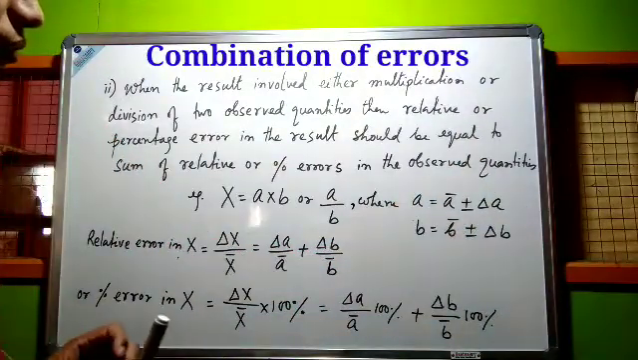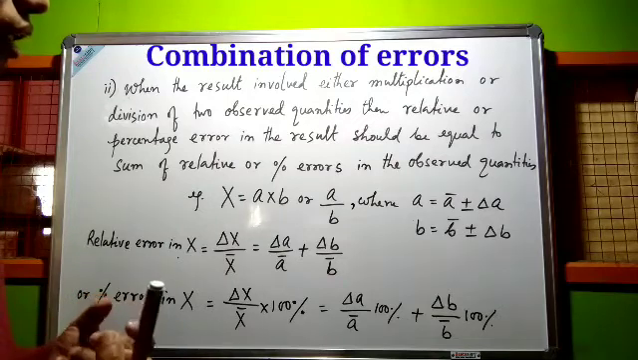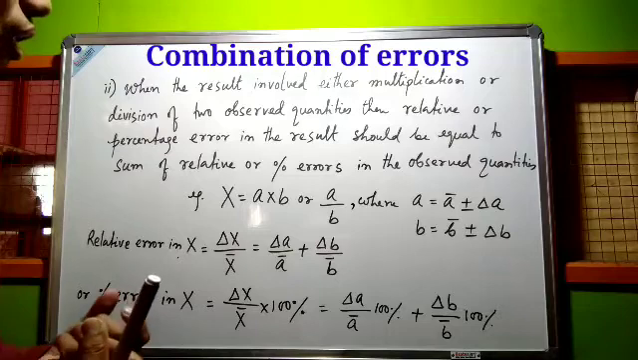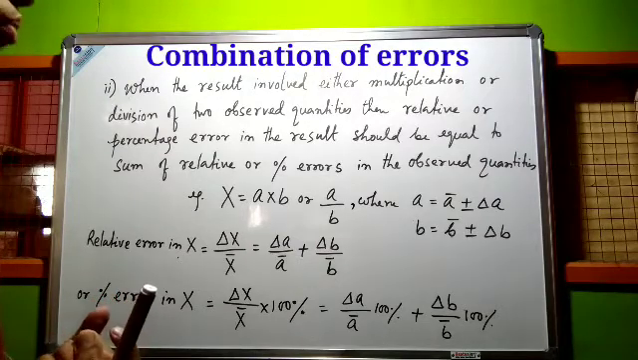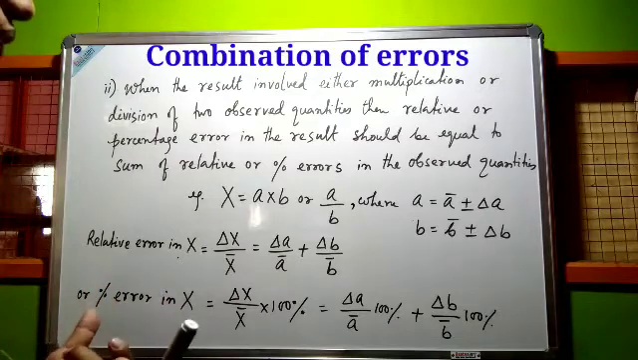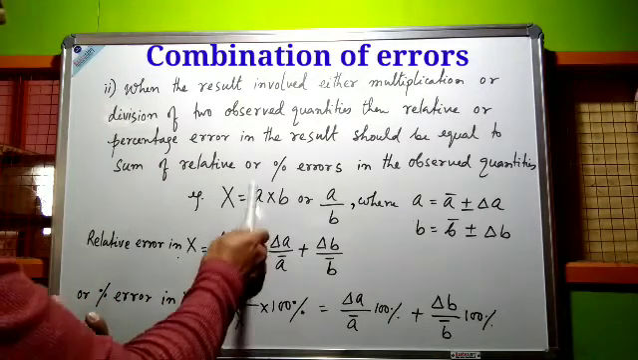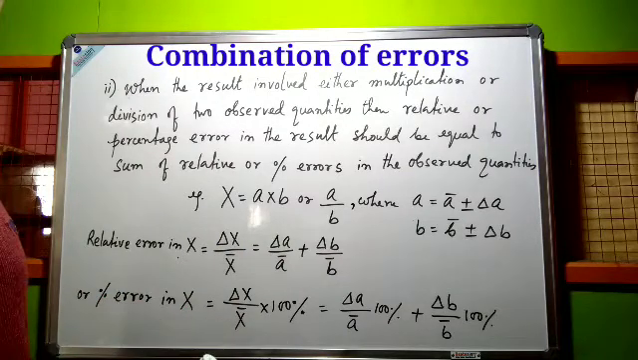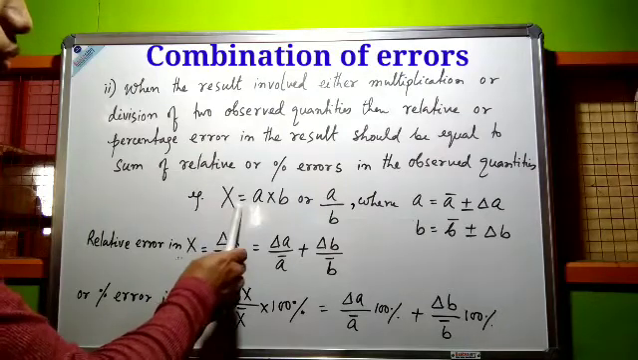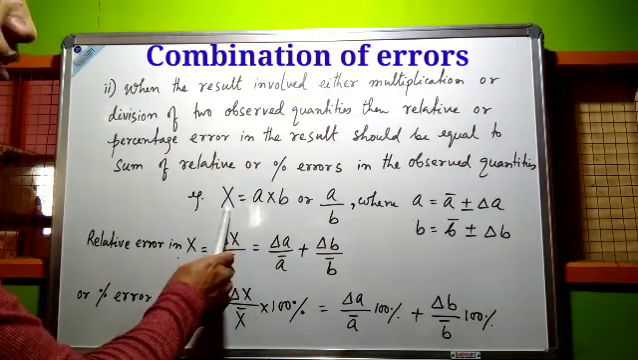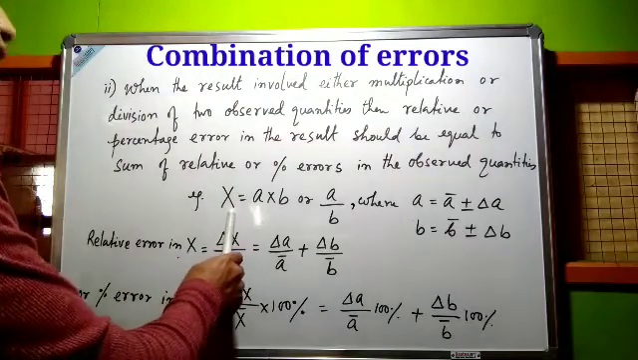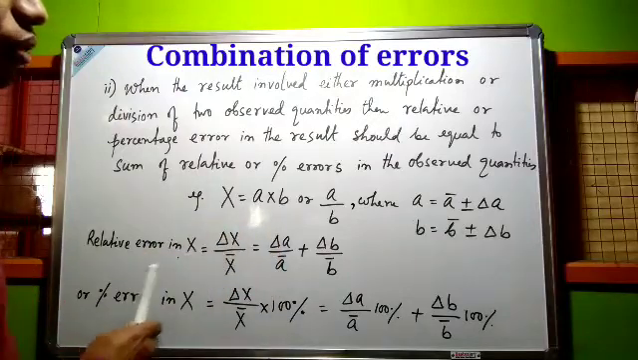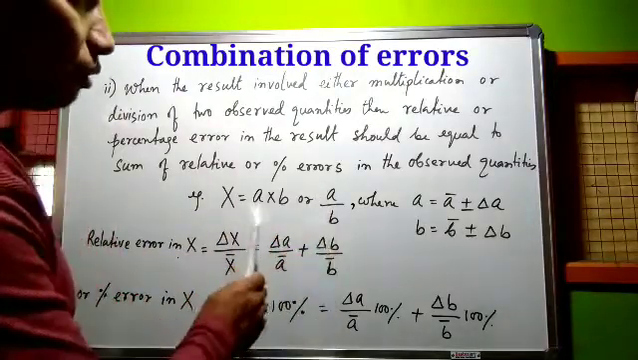When the result involves observed quantities in multiplication or division, then the relative or percentage error in the result should be equal to the sum of the relative or percentage errors in the observed quantities. For example, x equal to a into b. Here x represents the result and it should be a physical quantity, and it is equal to the product of these two observed quantities small a and b, or a by b, a divided by b.